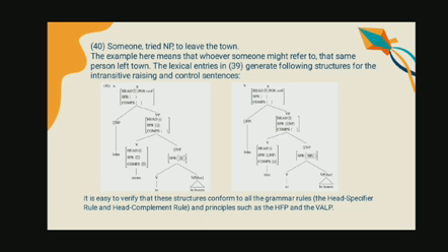Someone tried NP to leave the town. The example here means that whoever someone might refer to, that same person left town. The lexical entries in 39 generate the following structures for the intransitive raising and control sentences. It is easy to verify that these structures conform to all the grammar rules, the head-specifier rule and head-complement rule, and principles such as the HFP and the VALP.